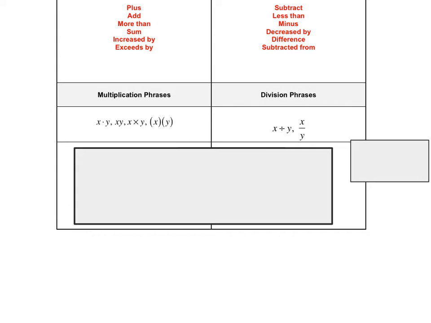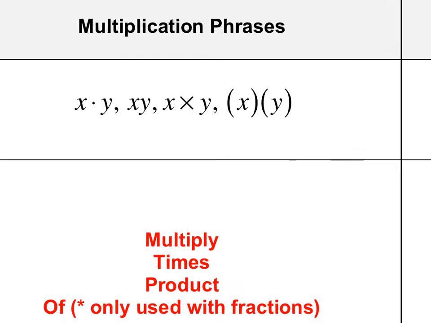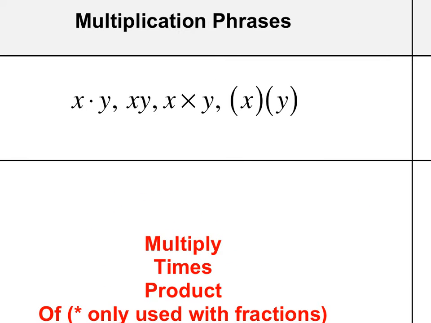Now, let's look at multiplication and division phrases. Our multiplication phrases are multiply, times, product, and the word of. Whenever you see the word of, you're going to be dealing with fractions. And here are the ways we can represent multiplication. I can simply use a dot. I can just put them next to each other, which we saw in class. We don't typically use the × symbol because it looks like an x, so we don't want to get it associated with a variable. Or I can just wrap both my terms in parentheses.